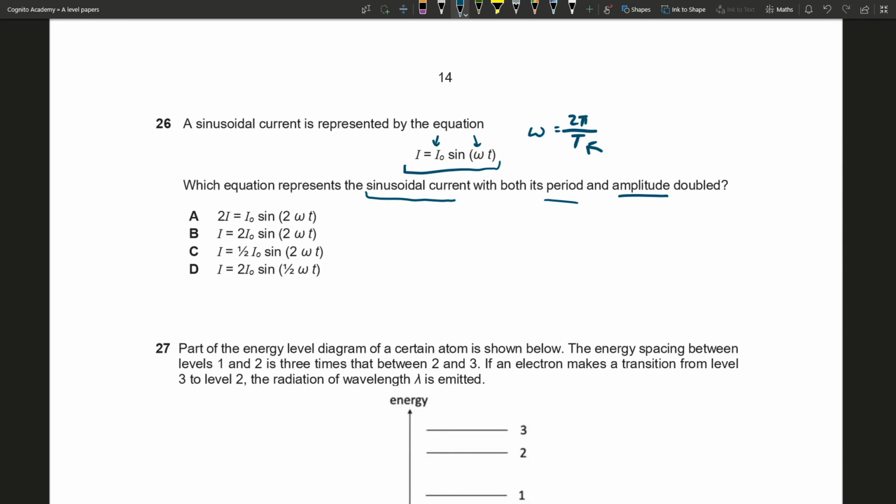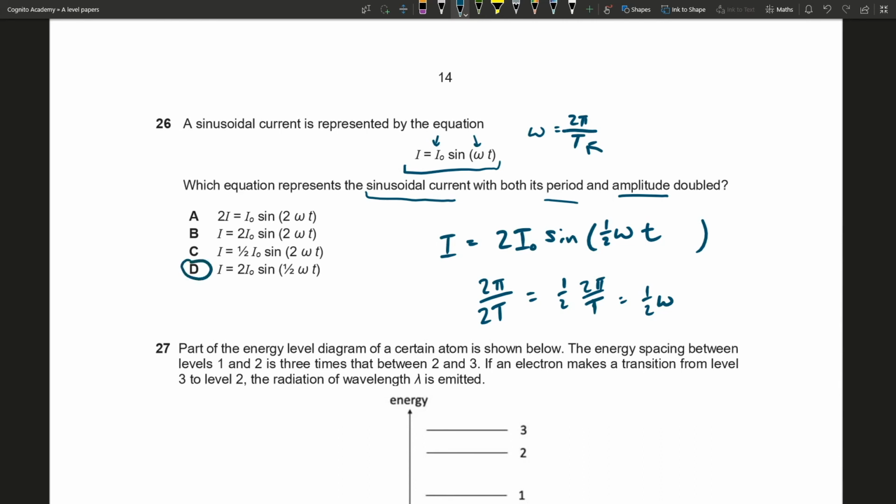So to get our new equation, we just have to take I with the new amplitude. Since our original amplitude was I0, our new amplitude is 2I0 times sine, and originally our period was T, so inside omega is 2 pi over T. But now that our period has doubled, 2 pi over 2T equals half of 2 pi over T, which equals half omega. So half omega is our new angular velocity, half omega times t. So that is our new equation. Our answer here is D.